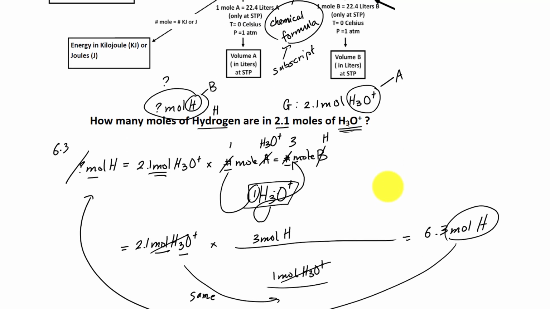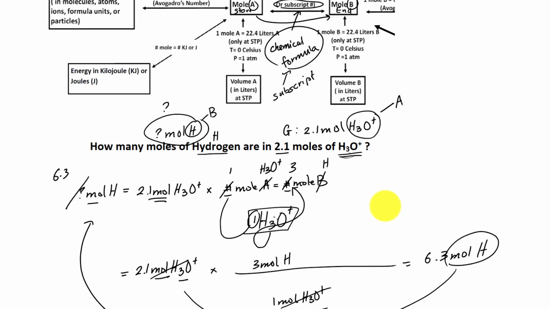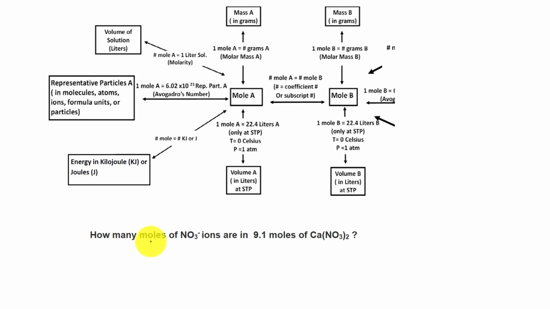And that is how you solve using the mole ratio to find how many moles of a specific chemical are part of a substance. Let's try another problem. How many moles of nitrate ions are in 9.1 moles of calcium nitrate? And notice how we have moles and ions. Read this carefully. This is the unit, okay? And this is the type of substance that we are looking at.